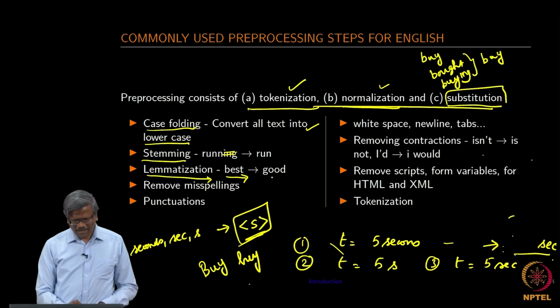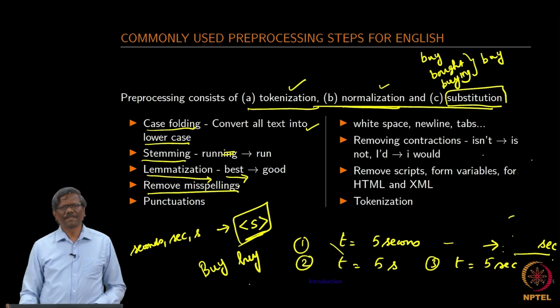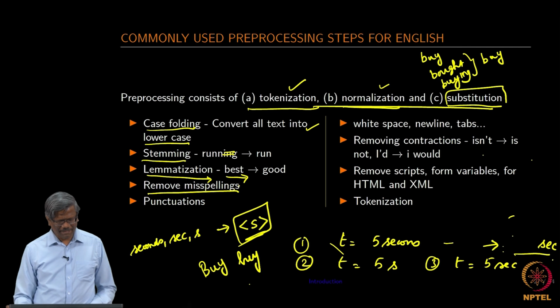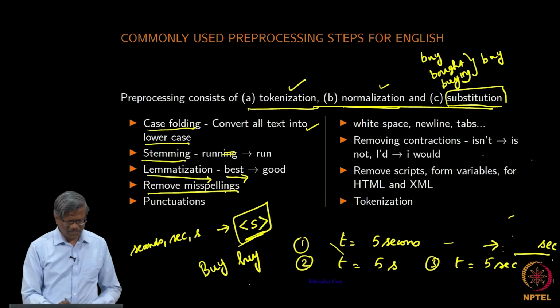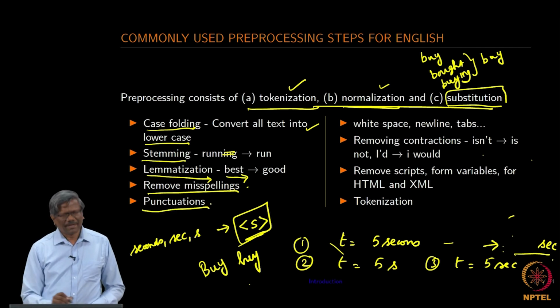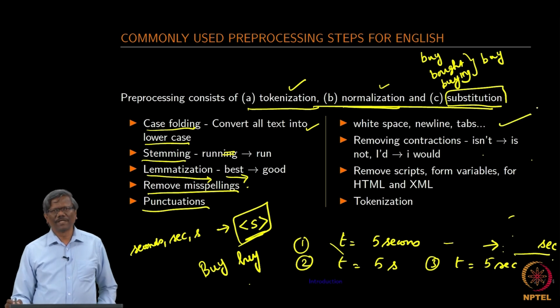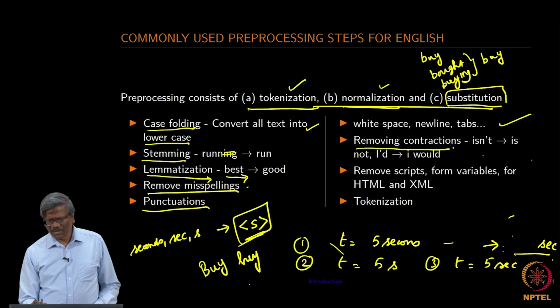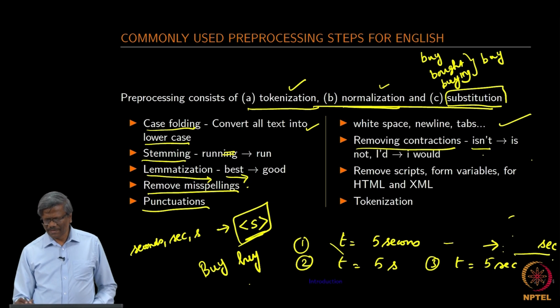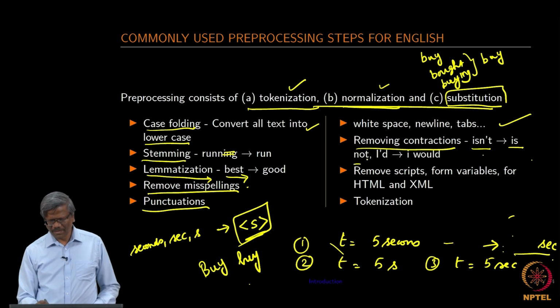Okay. And then misspellings, if there is any wrong spellings available as part of the corpus, you replace that. Take out all the punctuations and then remove unnecessary white spaces, tabs, new lines, etc. Okay. Remove contractions. For example, isn't it is replaced by is not, and I would be replaced by this. Okay. Removal of scripts.